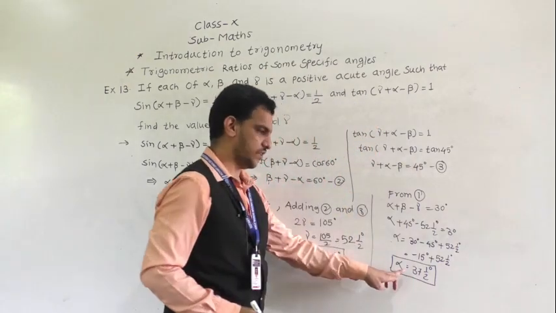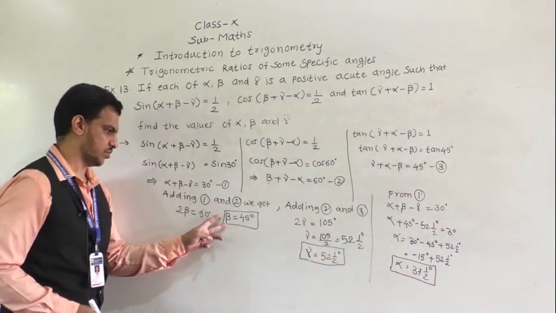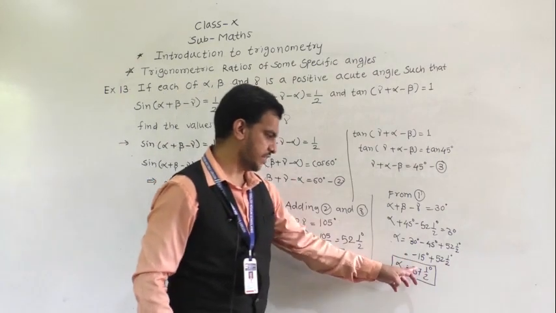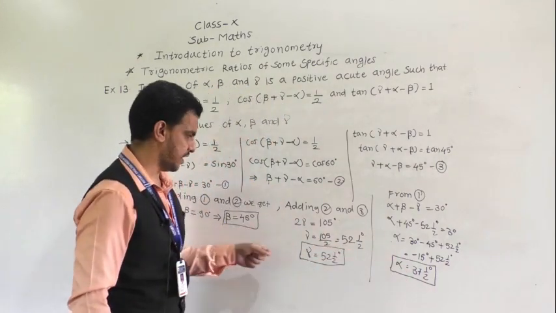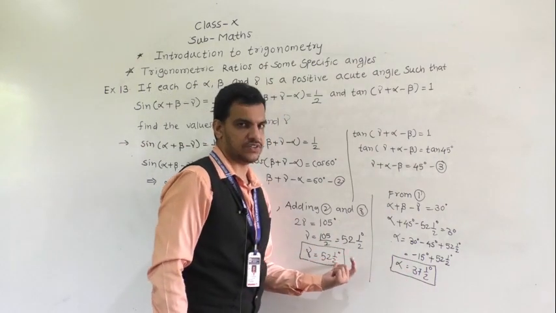So these are the values of alpha, beta and gamma, okay? Alpha is 37 and a half degree, beta is 45 degree, and gamma is 52 and a half degree, okay?